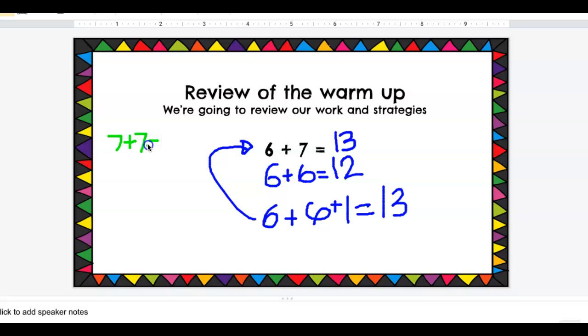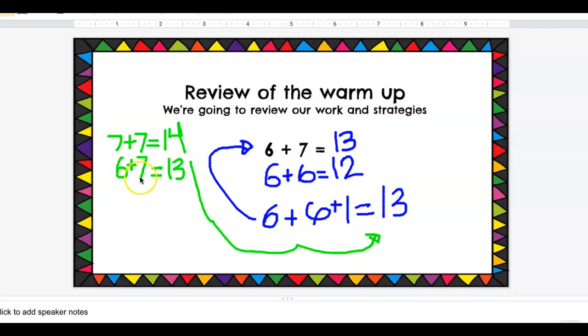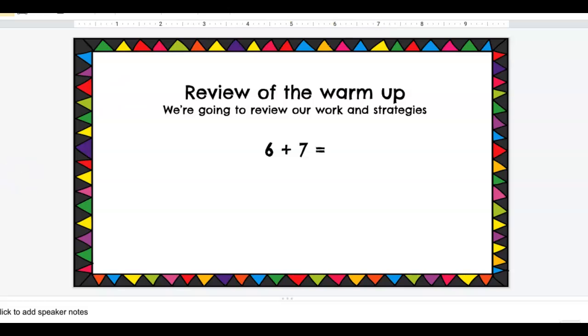And we know 7 plus 7 is the same as 14. So that way we would know that 6 plus 7 must be 1 less, because 6 is 1 less than 7. So 1 less than 14 is 13. So of course we get the same answer, whichever way we look at it, right? 6 plus 7 is 13. Okay, let's go on now to our last one. Hopefully your answers are matching up to this.